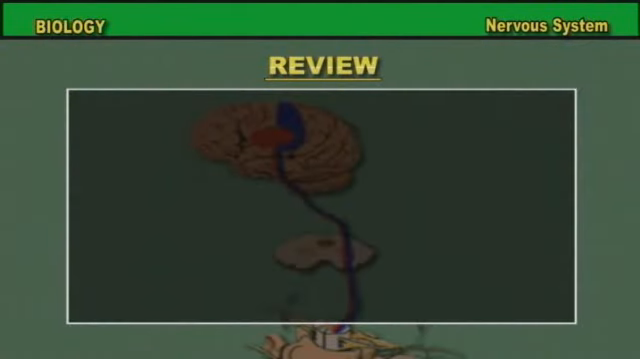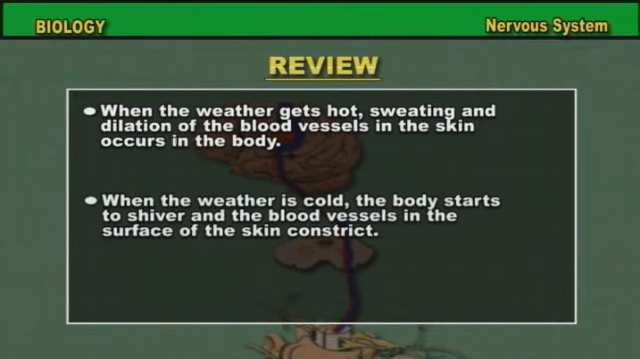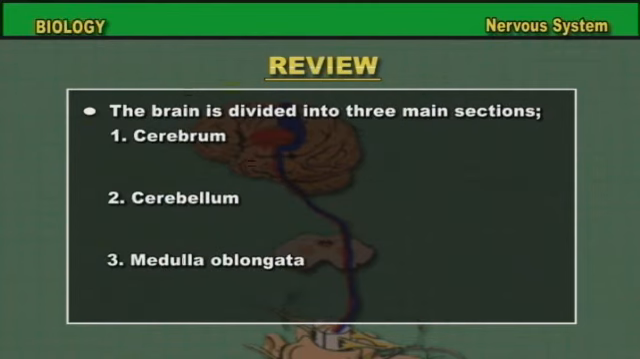Let us review. When the weather gets hot, sweating and dilation of the blood vessels in the skin occurs in the body. When the weather is cold, the body starts to shiver and the blood vessels in the surface of the skin constrict. The brain is one of the main parts of the central nervous system.